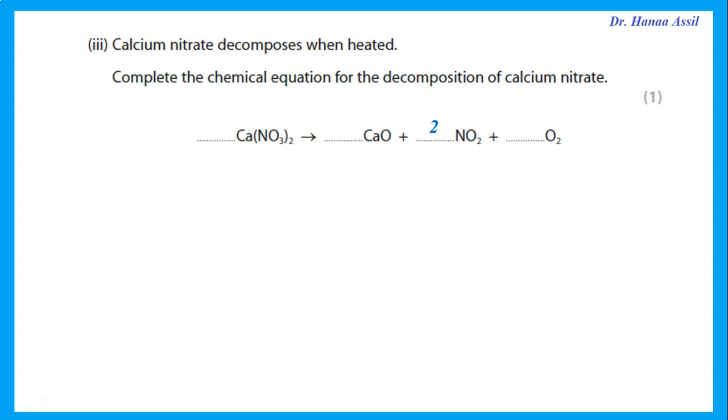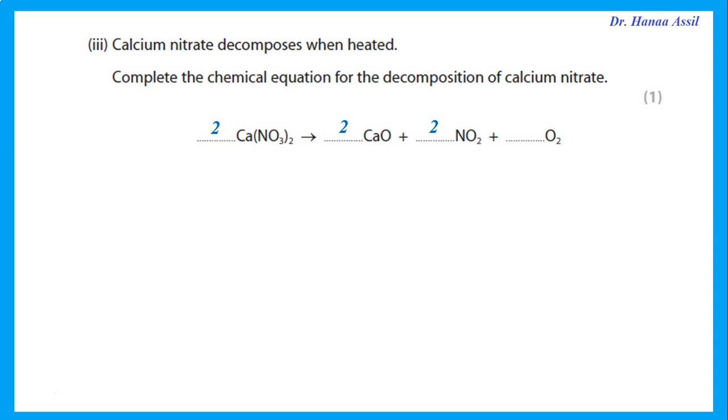Then we count how many oxygens before the arrow. Before the arrow we have 2 times 3, so that's 6. How many oxygens after the arrow? 1 plus 2 times 2, which is 4, so that's 5, 6, 7. So we have 7 oxygens after the arrow, 6 oxygens before the arrow, so we increase the one that is less. That means I put 2, and then I start again. That means my calcium now is 2, so I need 2 here.